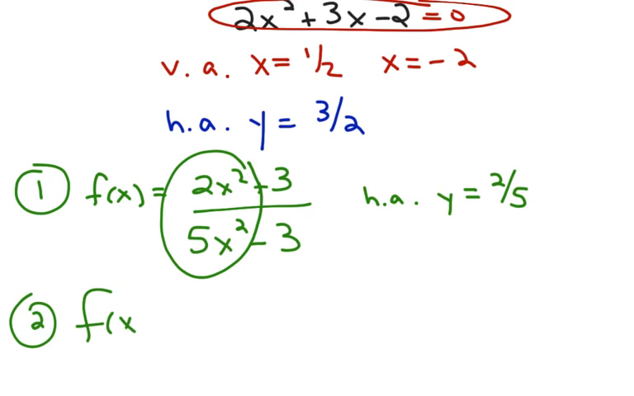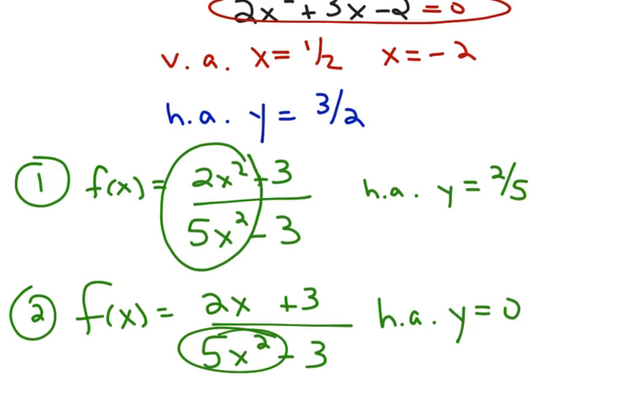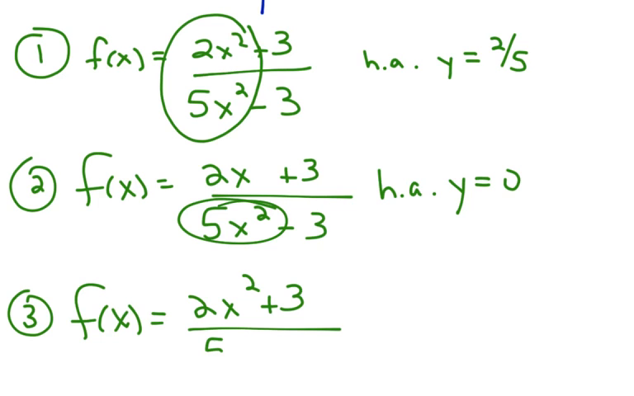However, if the bigger exponent of x is in the denominator of the fraction, so in this one, x squared is the biggest exponent, but it only occurs in the denominator, then the horizontal asymptote must be 0. And then there's a third thing that can happen. What if the bigger exponent of x is in the numerator?